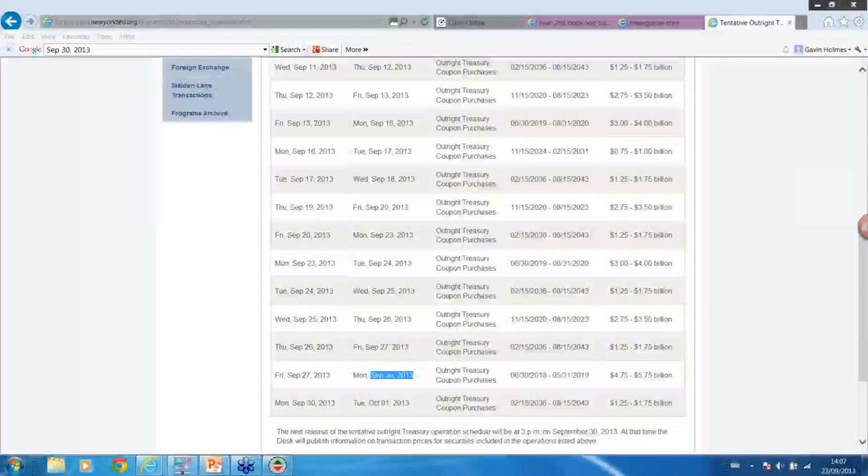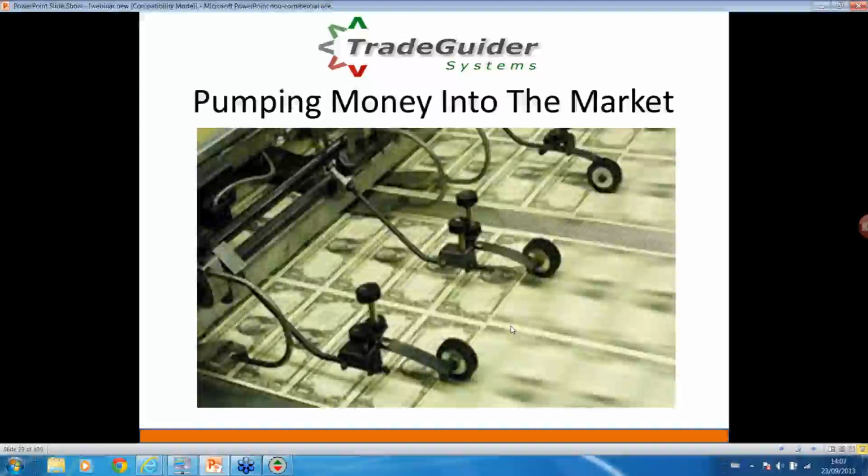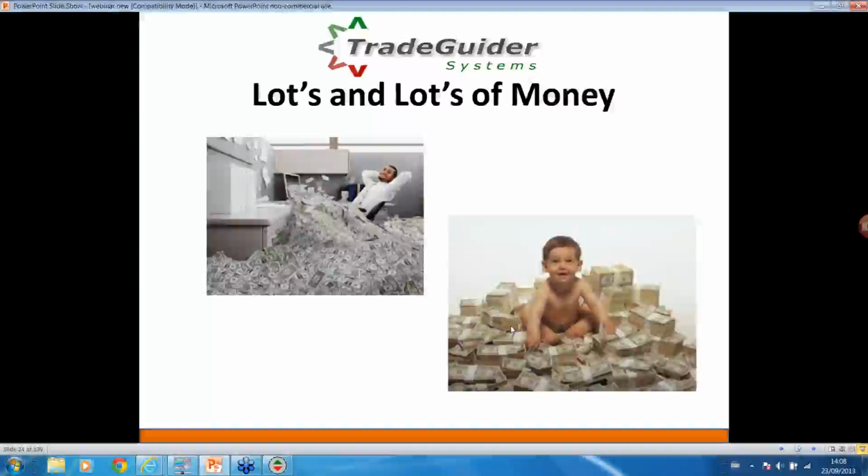So we can see here that on the 26th, we've got 2.75 to 3.5 billion. On these days, you're interested in the settlement date. That's when the money comes into the market. So what do we actually call this? Pumping money into the market. The Fed are pumping and dumping into the market, and that will affect the volume, and that will give very good VSA principles. And when we're talking about a lot of money, we're talking about 40 to 50 billion dollars. Okay, that's a hell of a lot.